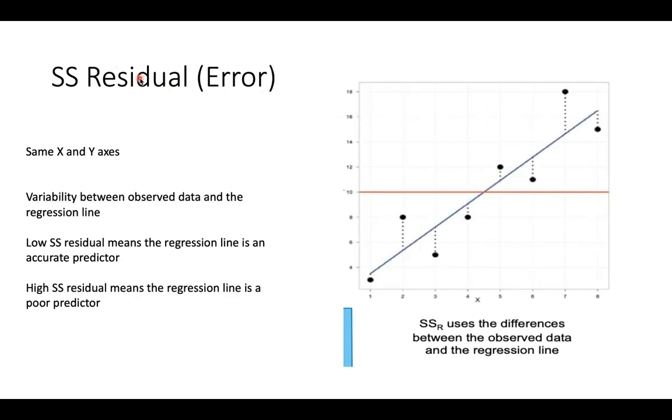Our error, or our sum of squares residual, we actually call these distances between the line of best fit and our data residuals. Think of them as error. This is the variability we observe between the data and the regression line. A low sum of squares residual means that the line is really, really good. It's really, really tight to the data. A high residual sum of squares means that we're not looking at such great predictive ability. For whatever reason, our chosen variable is not an amazing predictor. So we want these residuals cumulatively to be as small as possible.